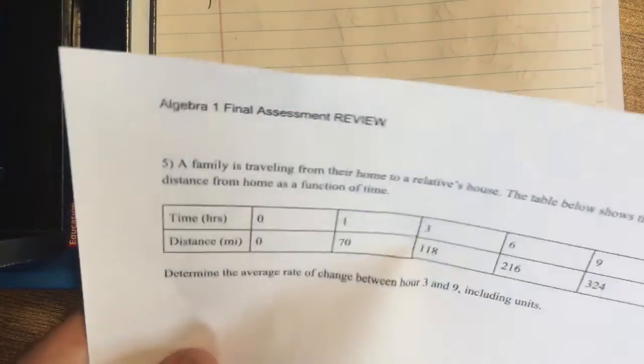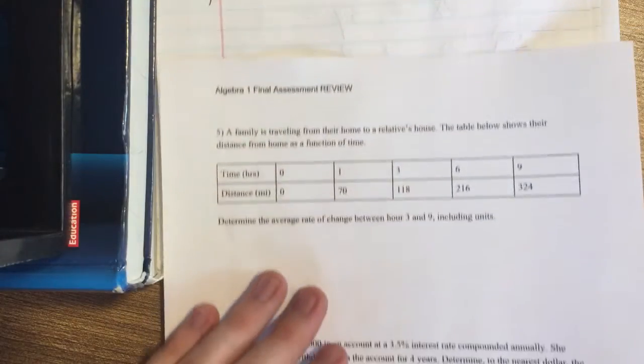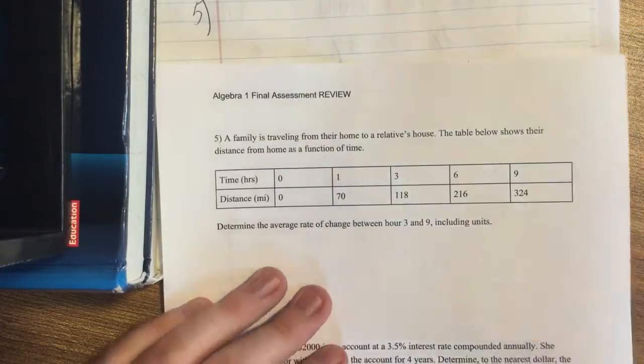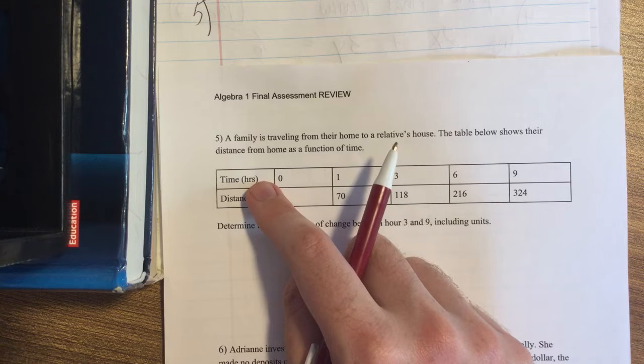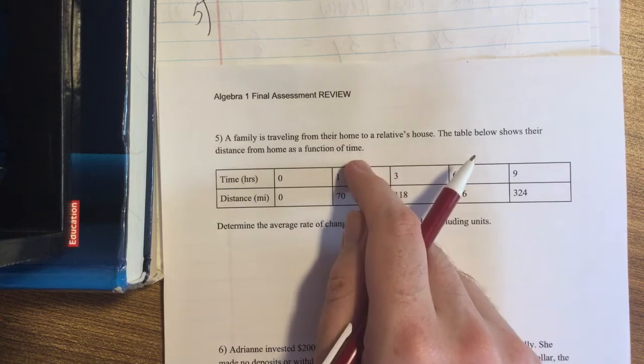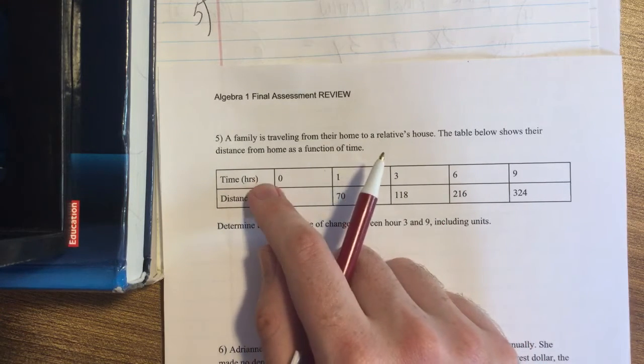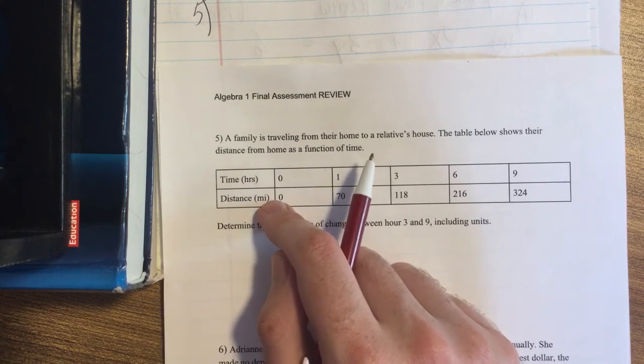Question 5. In question 5, we're given a family is traveling from their home to a relative's house. A table of values shows their distance from home as a function of time. The time is given in hours and the distance is given in miles.